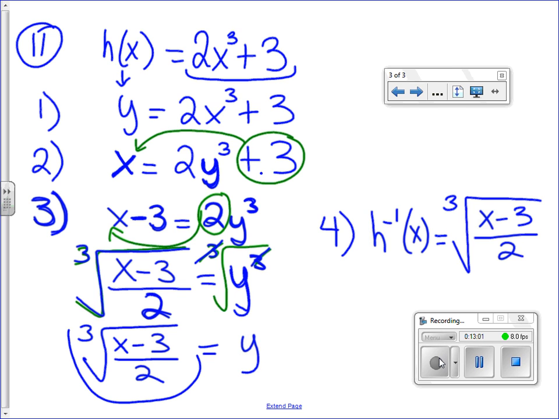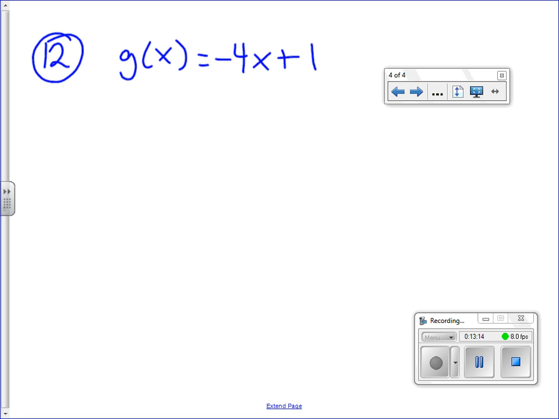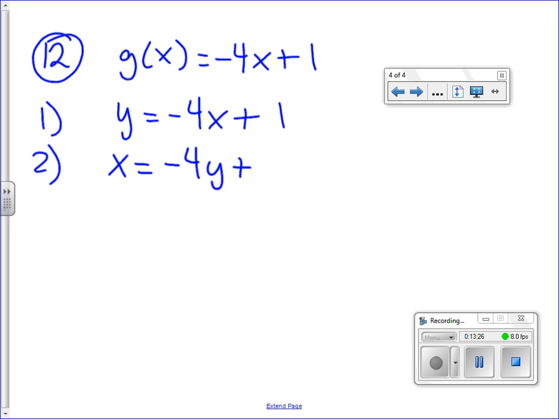Now I'm going to write problem number 12, and you could also verify your answer. So we have a function called g of x is equal to negative 4x plus 1. So step number 1, replace g of x with y. Step number 2, interchange x and y. Step number 3 is to solve for y.